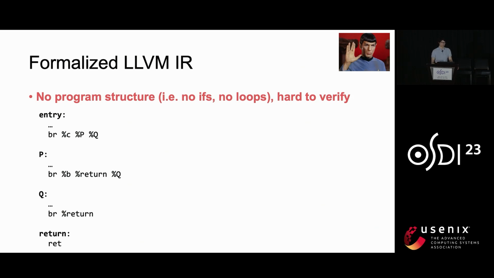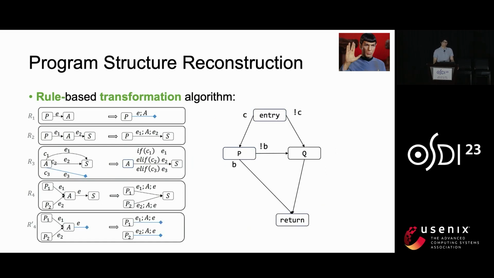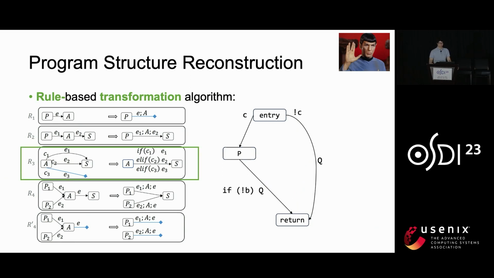So we introduced a rule-based reconstruction algorithm to generate our formal representation with program structure. To do that, we first convert the IR code into a control flow graph, where each box is a code block and each arrow is a jump. Then we keep applying the rules to generate the structured formal representation. To see how it works, we keep applying the rules on the left side, and we can see that the graph is becoming simpler through each iteration.